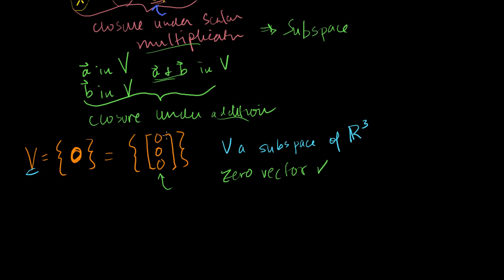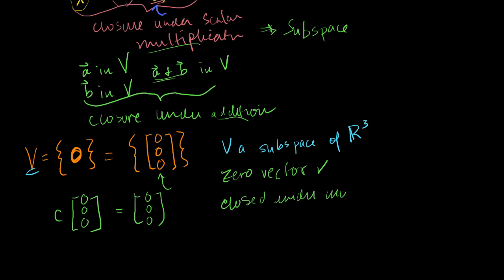So let's see, there's only one member of the set, and that member is the 0 vector. If I multiply it times any scalar, what am I going to get? I'm going to get c times 0, which is 0, c times 0, which is 0, and c times 0, which is 0. So I'm going to get its only member. So it is closed under multiplication. You can multiply this one vector times any scalar, and you're just going to get this vector again. So you're going to end up being in your 0 vector set.